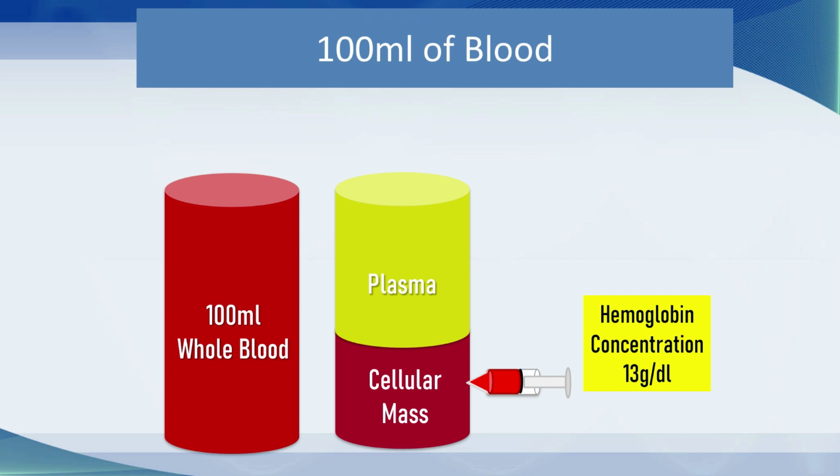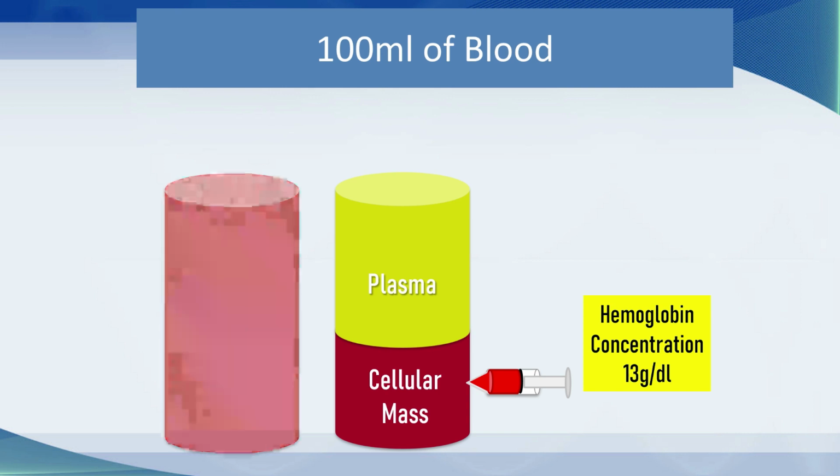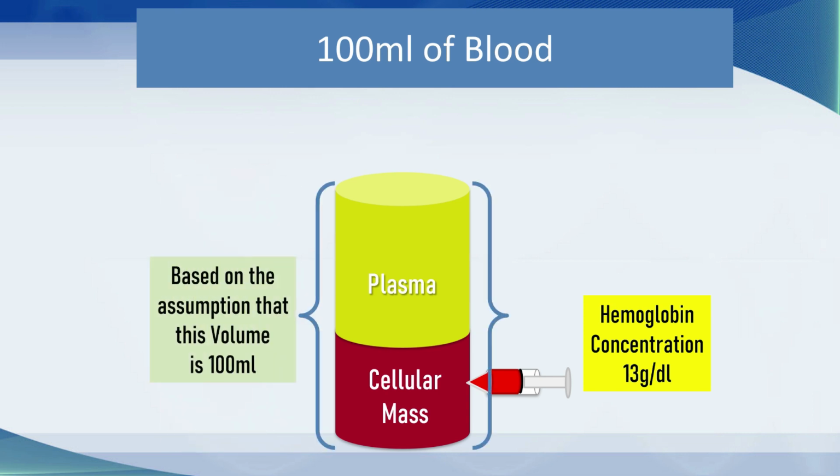In this case, we draw a sample, and the hemoglobin concentration is reported as 13 grams per deciliter. A deciliter is 100 mils. But remember that assumes that 100 mils of blood always has the same proportions of components. This is absolutely not the case when the patient undergoes a stress response.